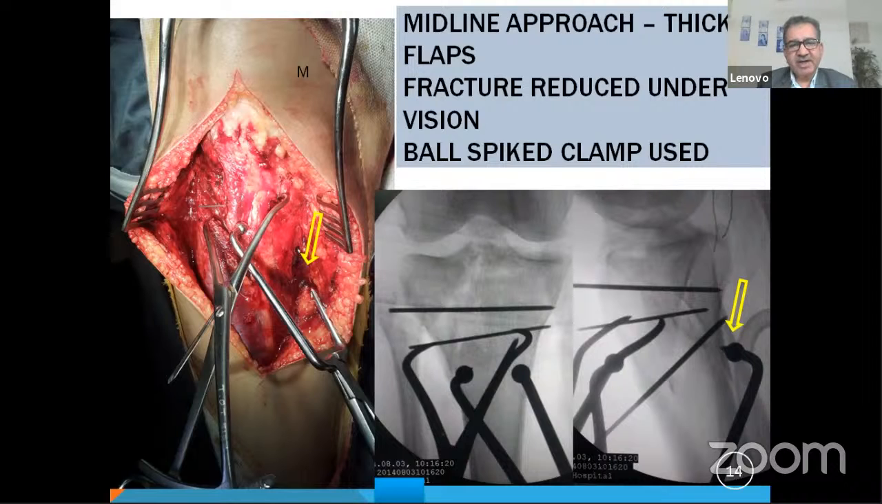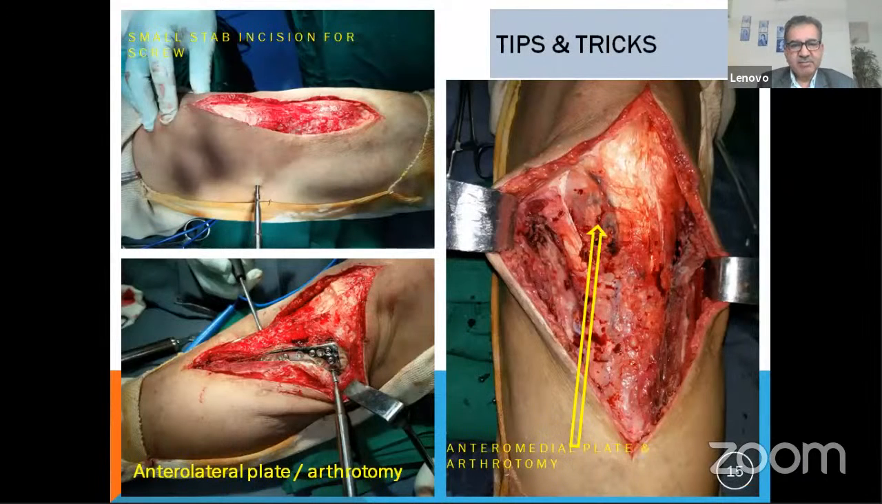And then your option, but I would always go for a medial plate first. And there can be some tips and tricks. You can do anterolateral arthrotomy if it is required, or submeniscal arthrotomy, submeniscal meniscectomy, or you can just go medially also. And medially also you can do arthrotomy. And you can use these step incisions just to put the posterior screw.